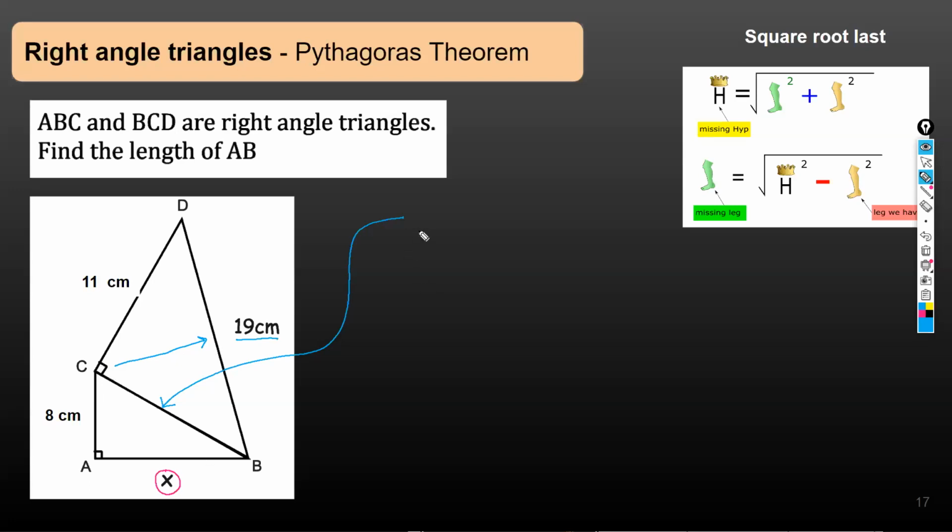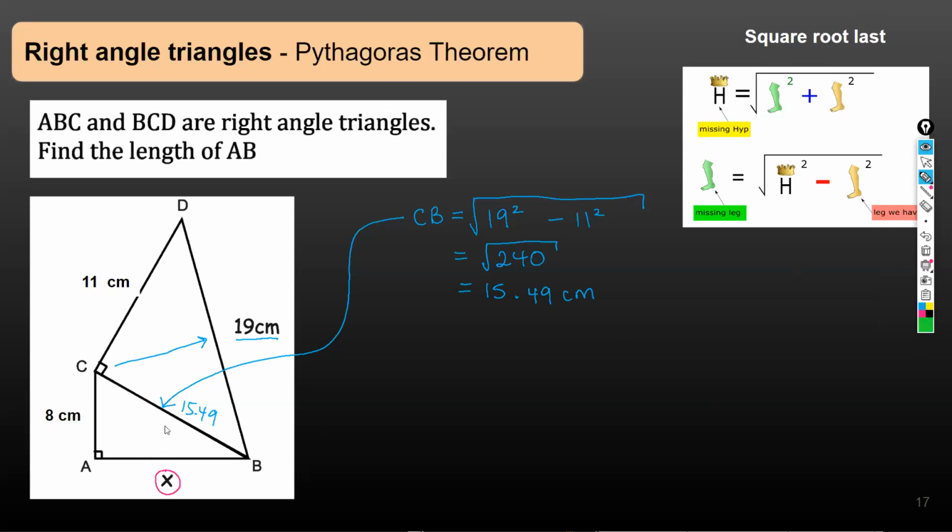A leg, which means to find the length of CB, which is a leg, we have to use the one with the minus sign. So you say 19 squared minus 11 squared, okay? So 19 squared minus 11 squared leaves us with 240. And we have to square root that. Square root, we get 15.49 roughly, right? I'm trying to go to 2 decimal places. So here, this CB line is 15.49.